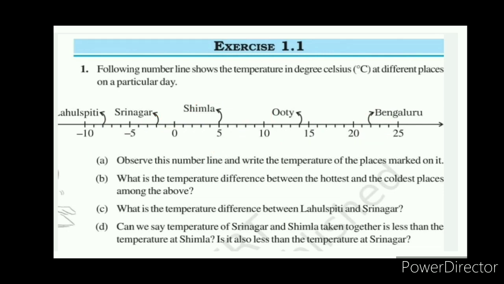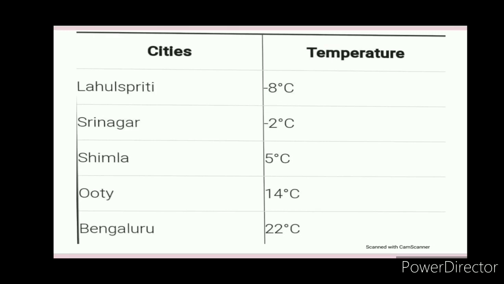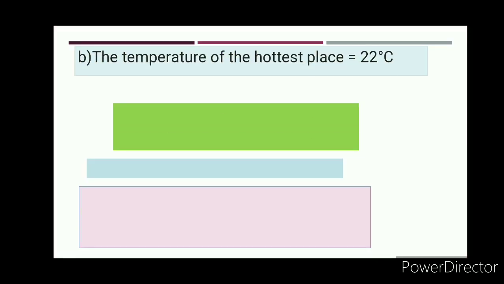Which is the hottest and coldest place? We'll have it in the table. Hottest place is Bangalore, coldest place is Srinagar. Now we are going to find their difference. See, first we will write like this.